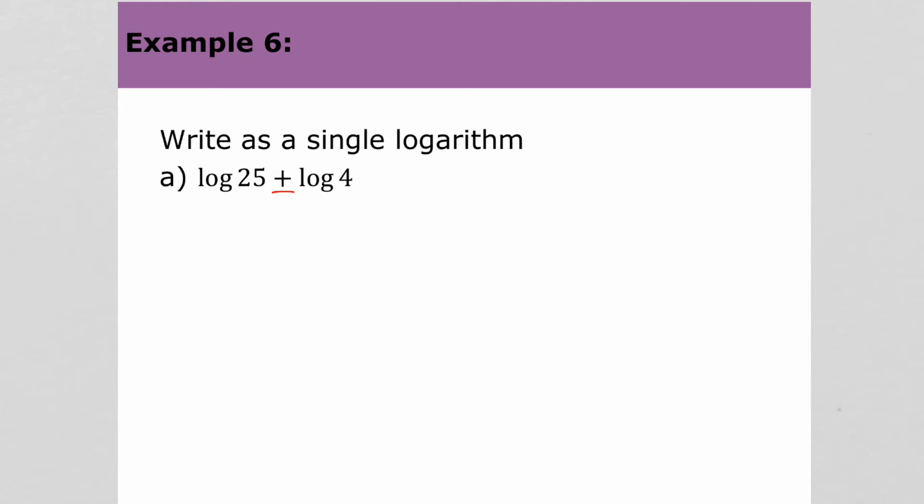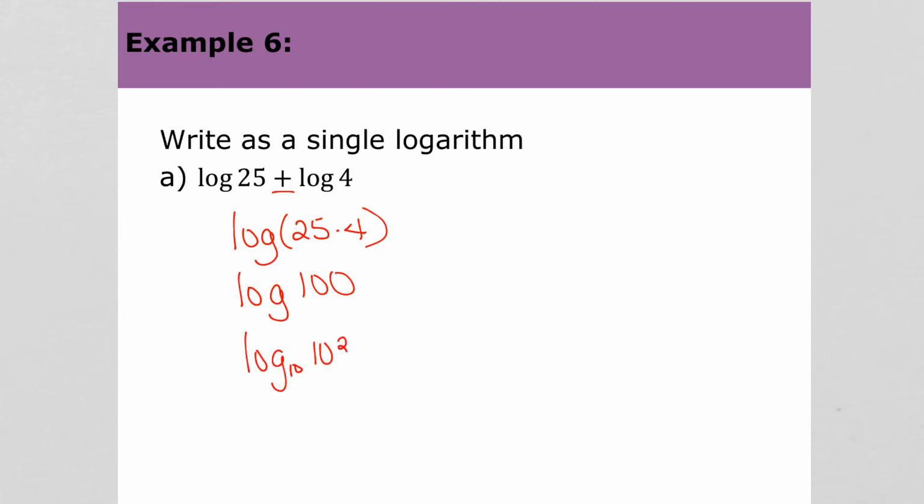It says write as a single logarithm. So that would be log of 25 times 4. Well, 25 times 4 is 100. So here we are written as a single logarithm. But the fact is, we could simplify this even more. That's the same thing as log base 10 of 10 squared, which is 2.